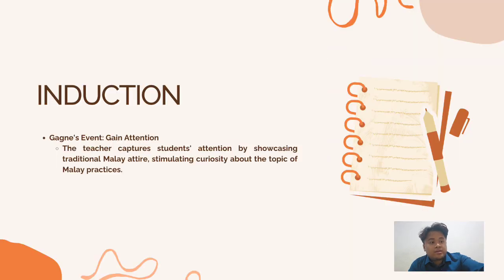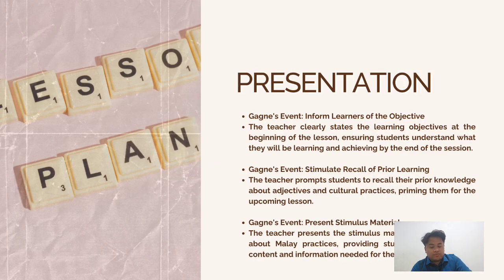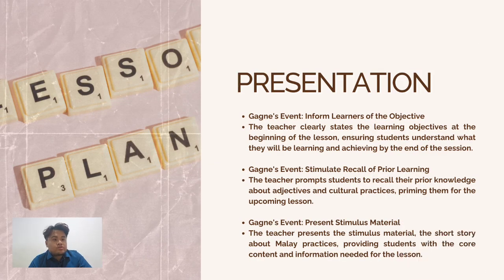So in the induction phase, there is one Gagne's event, which is gain attention. The teacher captures students' attention by showcasing traditional Malay attire, stimulating curiosity about the topic, Malay practices. So, yeah, the first one is gaining attention. Moving on to the presentation phase, there are 3 Gagne's events that I applied.